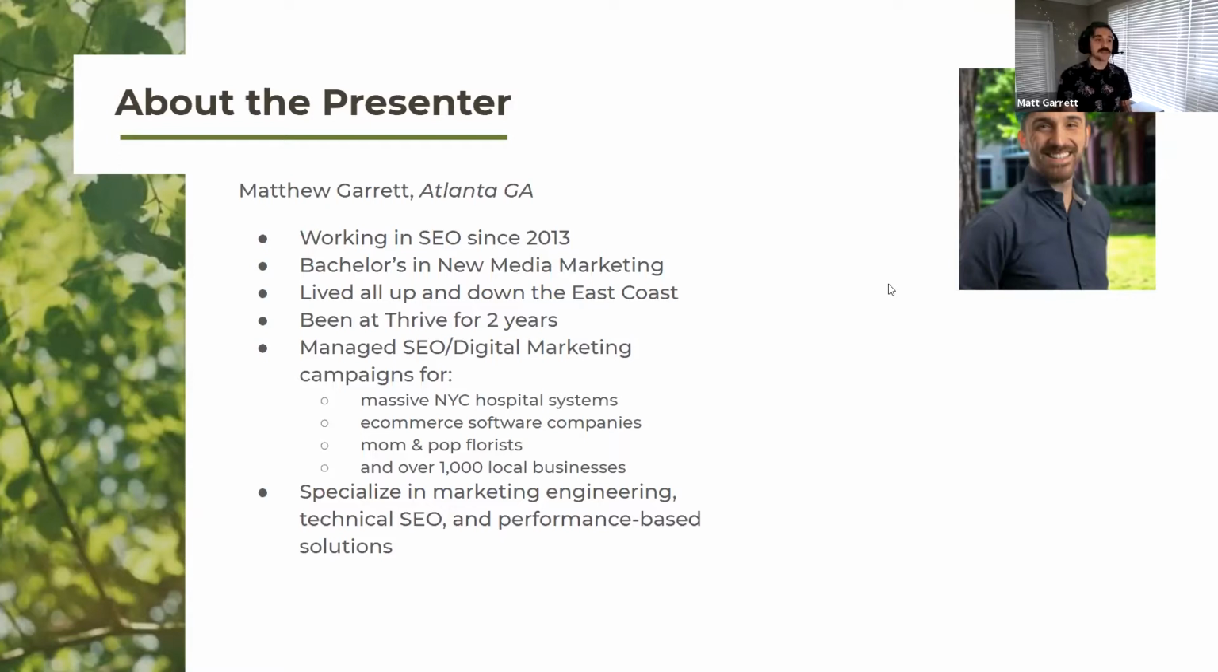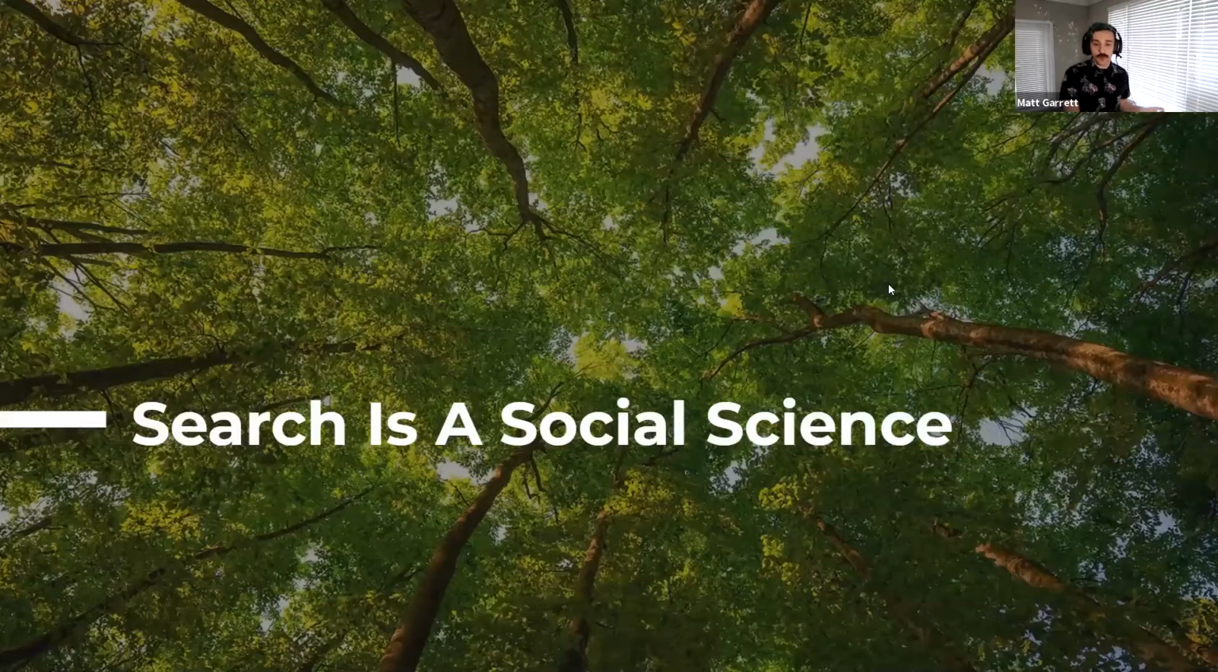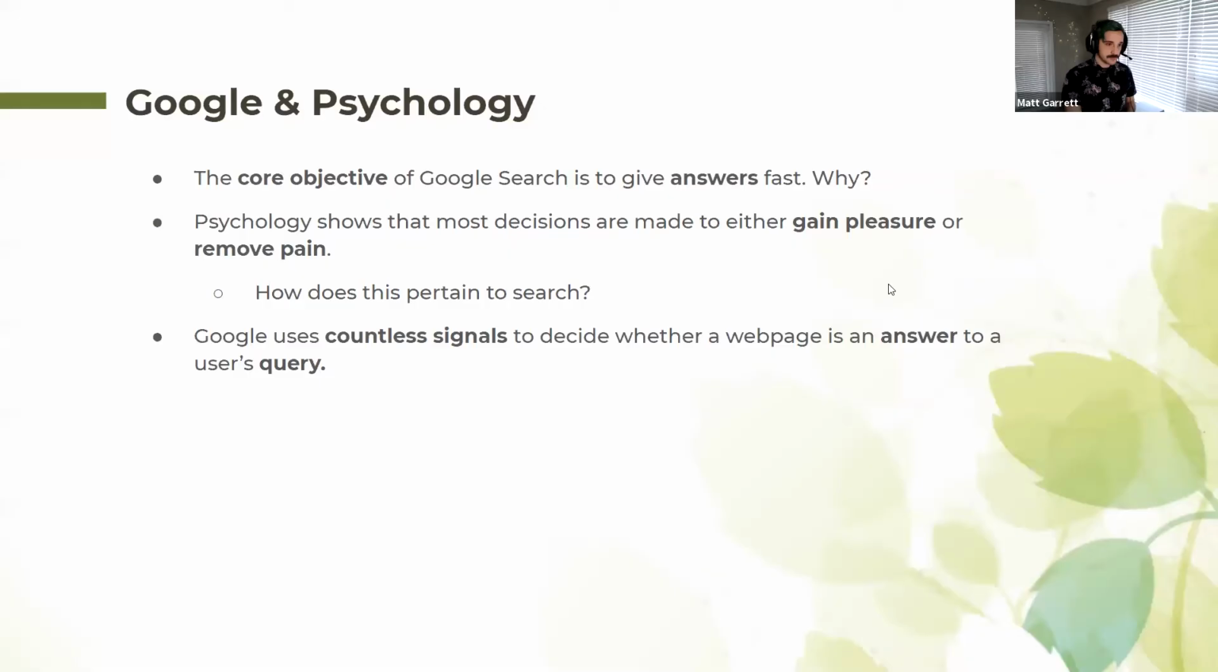So first and foremost, I wanted to start with the base concept that search, like Google and Bing, is really an applied social science. It's applied sociology and it's applied psychology. Learning from search is learning how the mind works with these types of devices. So the core objective of Google search is to give answers fast. And why is that? Well, psychology shows that most all human decision making is made either to gain pleasure or remove pain. So Google's operation revolves around providing an excellent search experience.